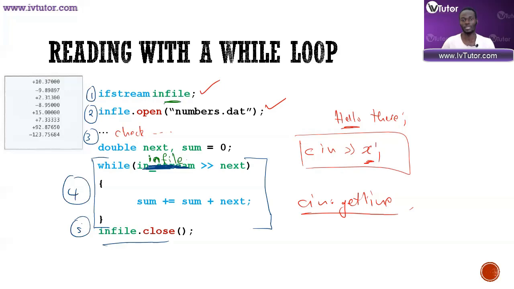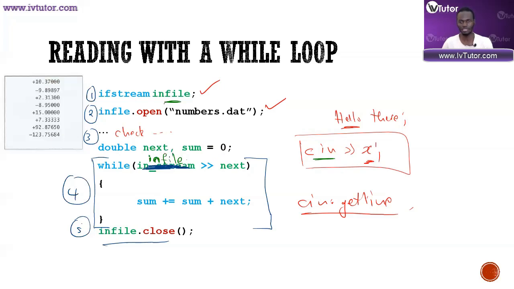So if you want to read, remember your input file stream works like a cin. So you can see the syntax here that it looks exactly like just using a cin, your extraction operator, and then your variable next, which is the double. So we have declared 2 variables of type double, next and sum, and we want to read from our file stream.